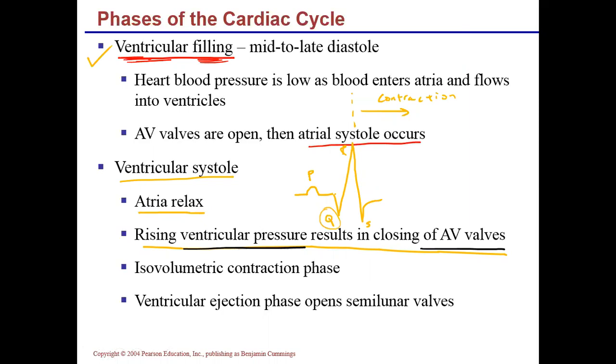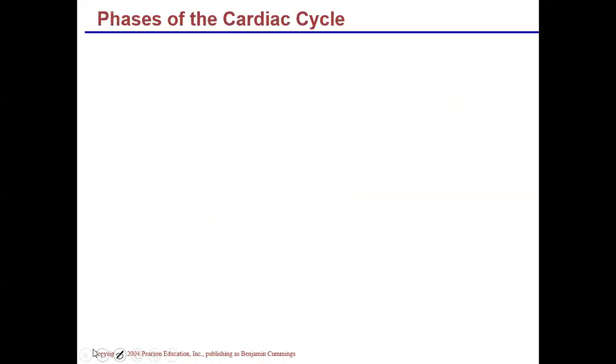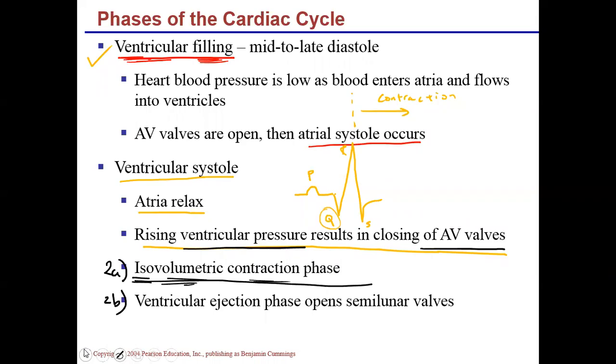Now there are two sub-phases. We're going to call this 2A, and then we're going to call this 2B. One is isovolumetric contraction. Iso means the same. Volumetric, volume. Contraction is contracting. The ventricles are contracting, but at this point in time, the volume still is the same. All right. At what point in time is there an isovolumetric contraction? Let's go back.